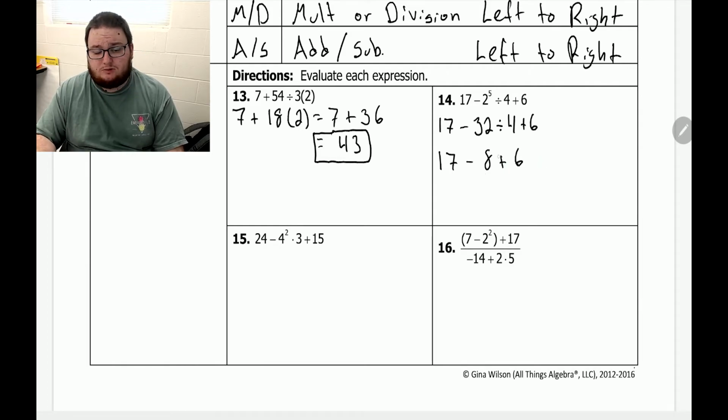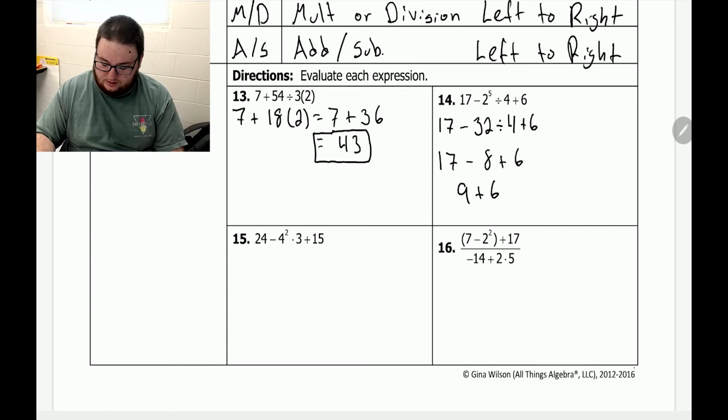Now I don't see any more multiplication or division, so we can move on to addition or subtraction. Working from left to right, we have 17 minus 8, which gives us 9, and we're adding 6 to that. And 9 plus 6 gives us 15. And 15 is our answer for number 14.